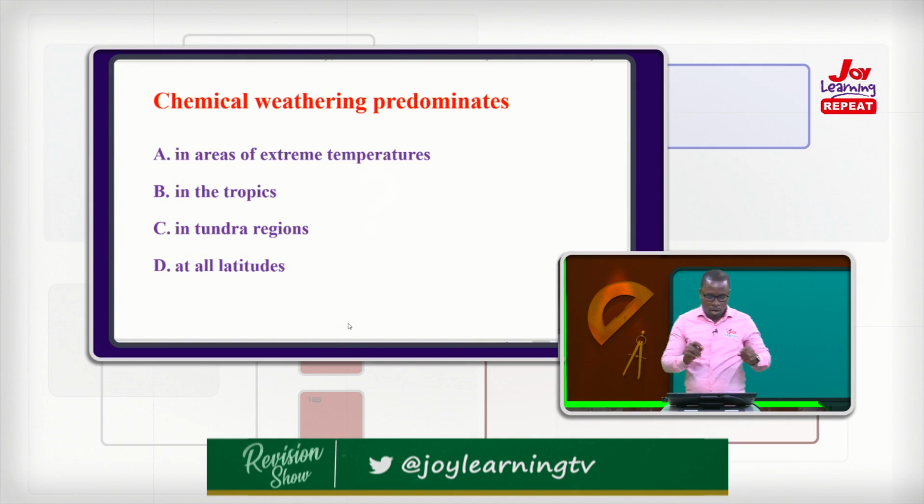Quick one. Jones, chemical weathering predominates A, in areas of extreme temperatures. B, in the tropics. C, in tundra regions. D, at all latitudes. Which one is the answer?